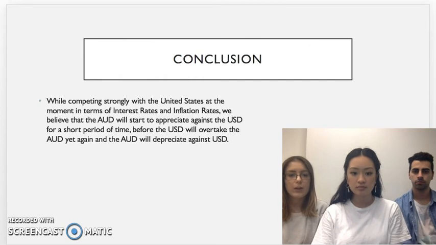In conclusion, while competing strongly with the United States at the moment in terms of interest rates and inflation rates, we believe that the AUD will start to appreciate against the USD over the next 3 to 4 months before the USD will overtake yet again and the AUD will depreciate against the USD.